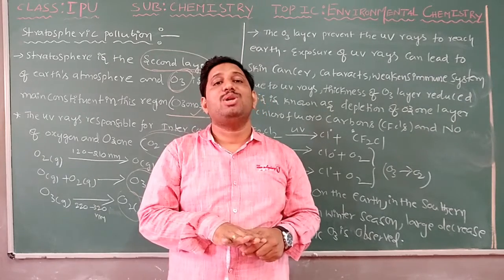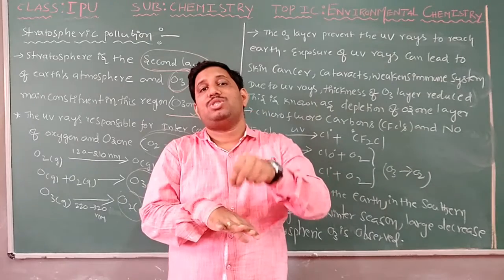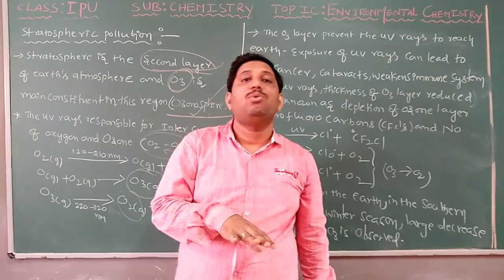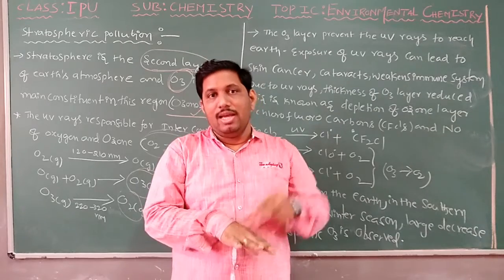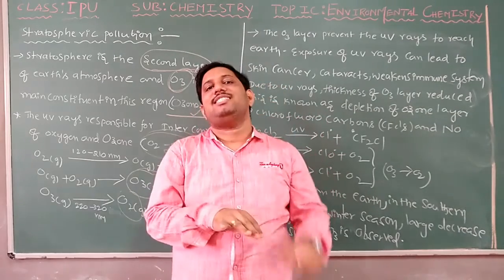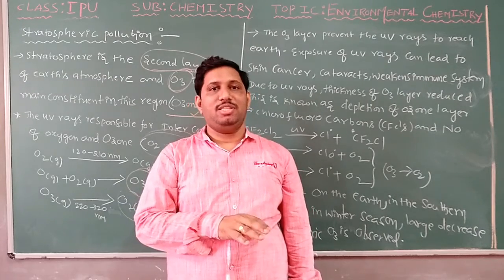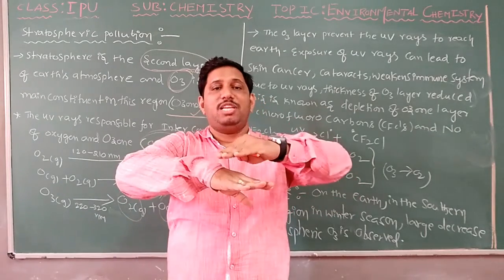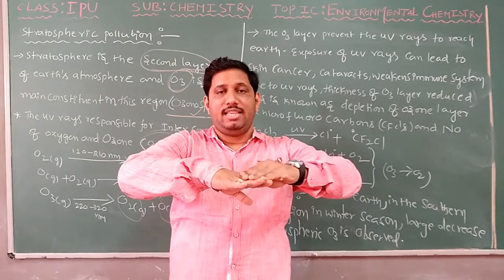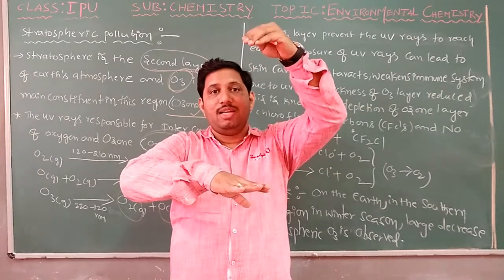The thickness of the ozone layer decreases. Hence, what happens? Small holes are formed in the ozonosphere. Hence, the ultraviolet rays reach the earth and affect human beings. Once again, students, this is the earth. If the stratosphere is present, it is above the earth. My hand is the earth. The stratosphere is present and ultraviolet rays are coming from the sun.